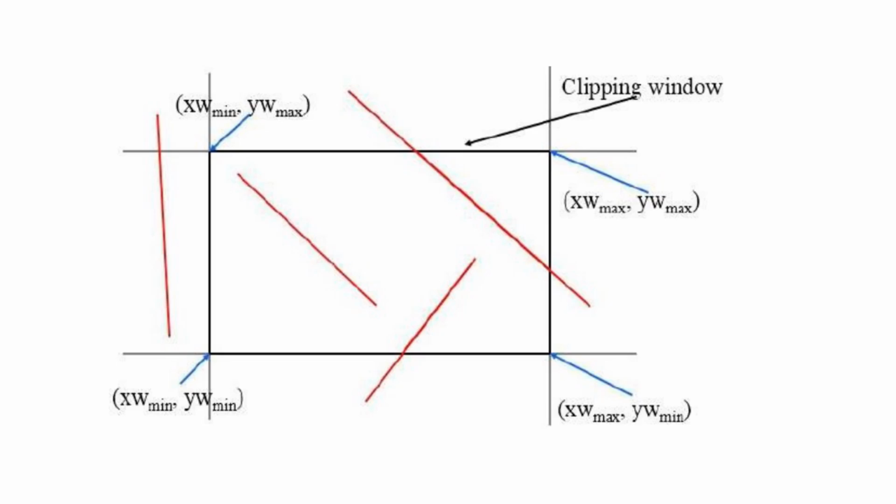Let's see the clipping window and the lines. One line is completely inside this window, one line is beyond the minimum limits and completely outside the window, and one line is partially inside and partially outside.